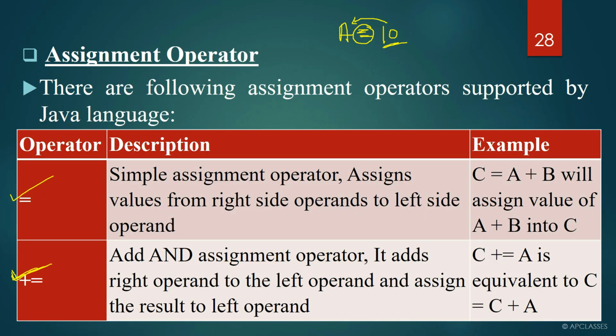What is the difference between equals to and plus equals to sign? See, the difference is, if you are having a equals to 5, the value of a is 5.